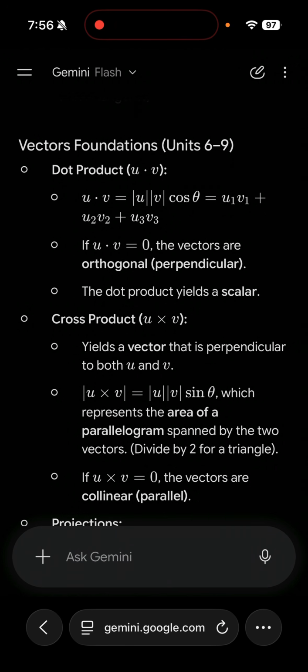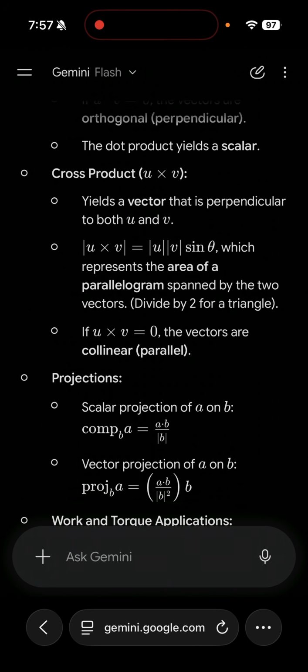Dot product: u dot v can be the absolute value of u and the absolute value of v times cos theta, and also u1 v1 plus u2 v2 plus u3 v3. If u dot v equals 0, the vectors are orthogonal, perpendicular. The dot product yields a scalar.